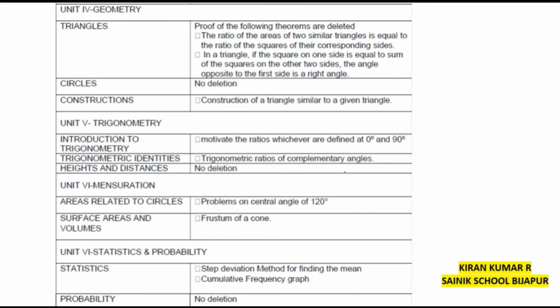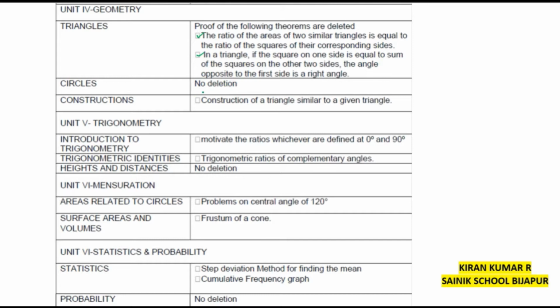In the fourth unit geometry, in triangle chapter, the proofs of theorems are removed. The ratio of areas of two similar triangles is equal to the ratio of squares of the corresponding sides, an important theorem. This is removed. And one more theorem: in a triangle, if the square on one side is equal to the sum of the squares on the other two sides, then the angle opposite to the first side is a right angle. It's the converse of Pythagoras theorem. This is taken off.